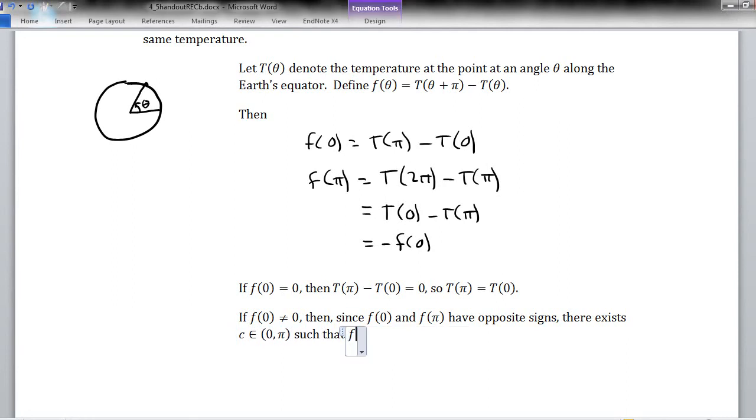such that f of that c is equal to 0. Okay. And then, well, we can finish off just as we did up here. This means that T of c plus pi minus T of c is equal to 0. Or in other words, T of c plus pi is equal to T of c. Okay. So these 2 points at angles of c and c plus pi, which are indeed opposite from one another, have the same temperature. And that finishes the proof.